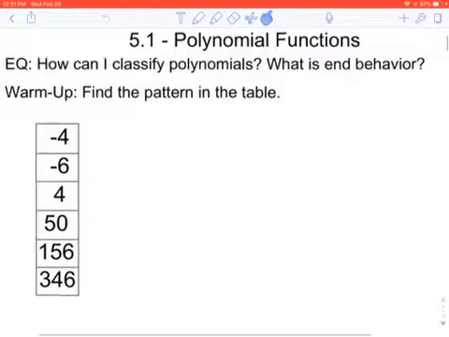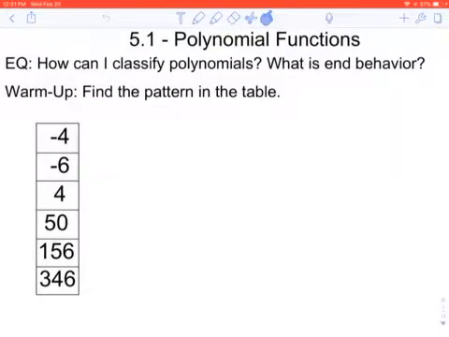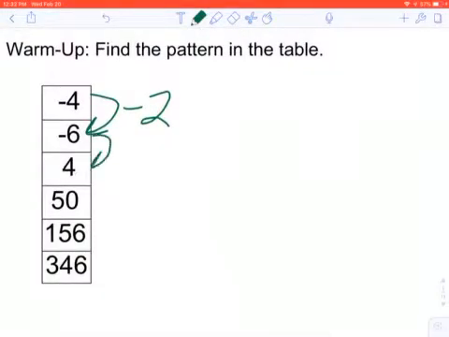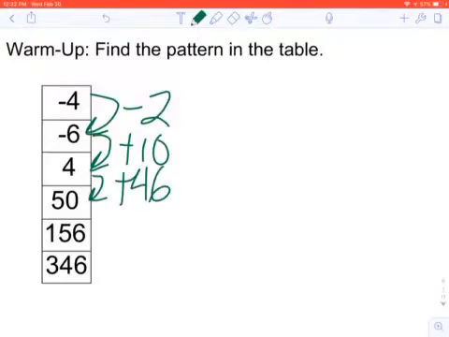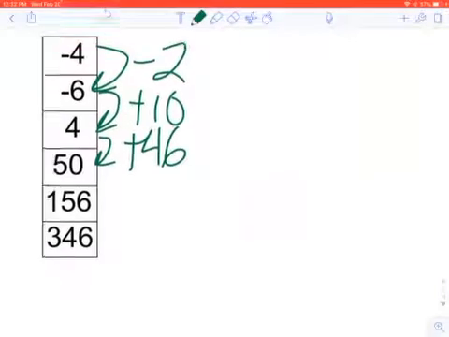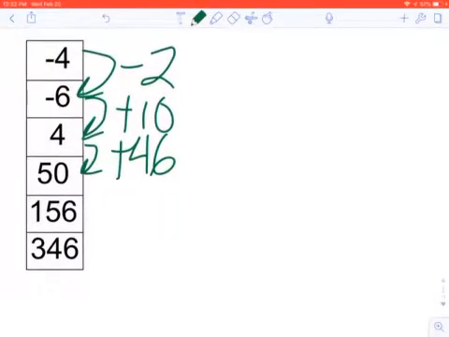The warm-up would have been to find the pattern in the table. A lot of times what people try to do is they say, okay, from -4 to -6 is a decrease of 2. And then from -6 to 4 is +10. And 4 to 50 is +46. And there doesn't really seem to be a pattern there. But you also can't multiply to get from -4 to -6 or -6 to 4. And it seems that this is growing quite a bit.